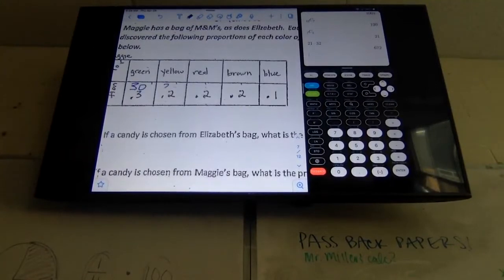Okay, 30%, 20%, 20%, etc. I'm going to keep it as decimals as I'm doing the work, but at the end, I'm going to give it as a percentage.